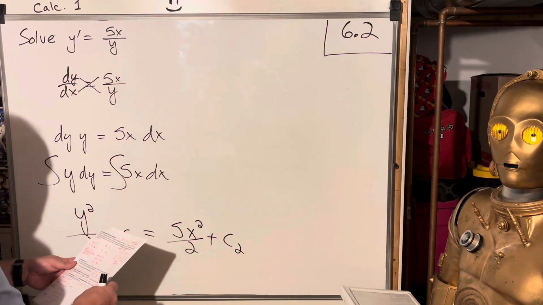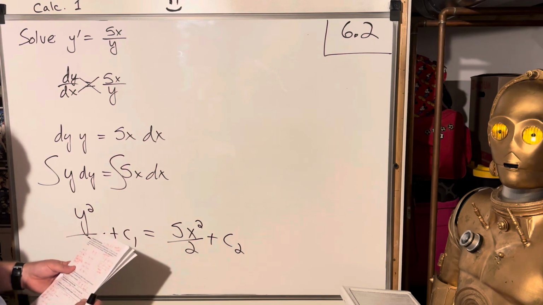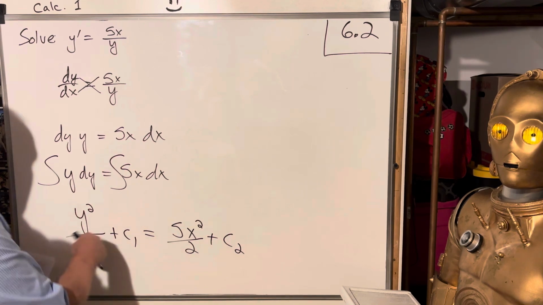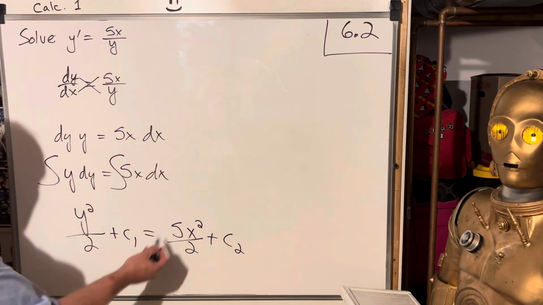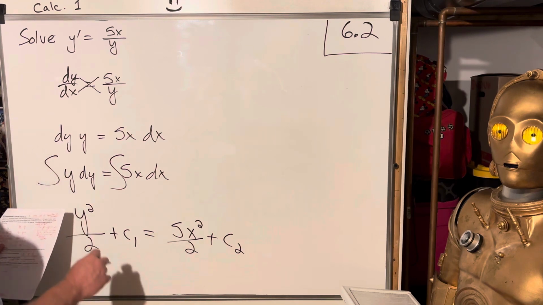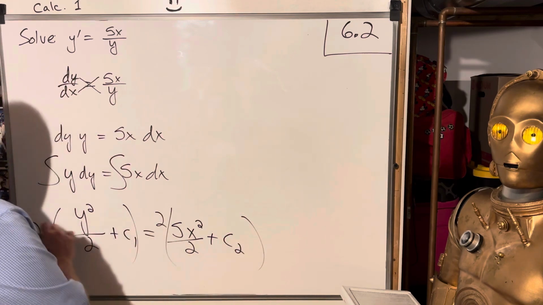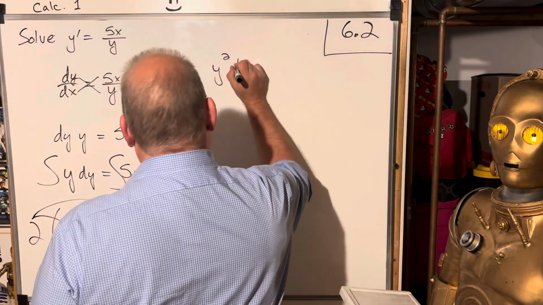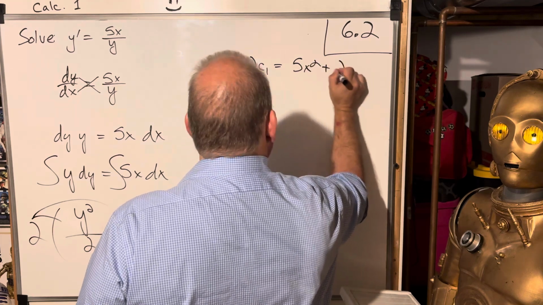Hold on a second. Did I lose a 2? No, I didn't lose a 2. So if we multiplied everything by 2 to solve it for y squared here, first of all, you could leave it as 5 halves and 1 half y. That would be fine. But we could multiply everything by 2, both sides of the equation. And now look at what we have: y squared plus 2c1 equals 5x squared plus 2c2.